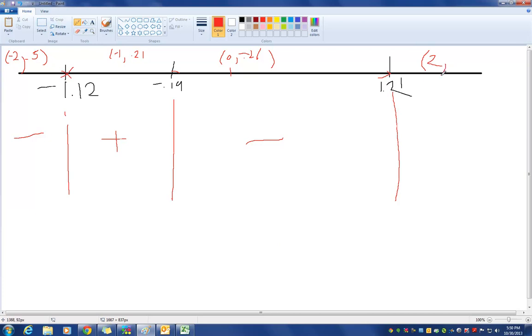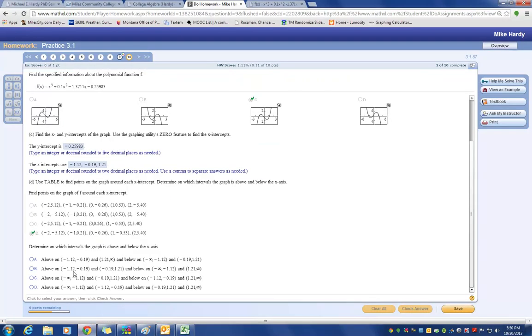The only option we have is positive 2. Positive 2 was associated with a positive number, 5 point something, and so we knew it did turn back to positive here. So what we've got to look for is something that says it's below 0 on this first interval and this interval. Okay, so let's check it out. Below 0 on here to 1.12, and below 0 from negative 1.9 to positive 1.2. That looks good right there. So that happens to be described by A.